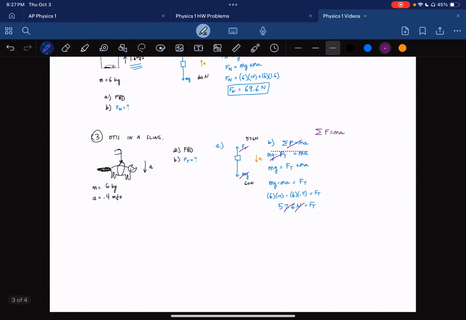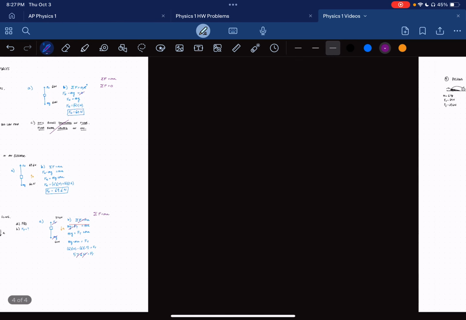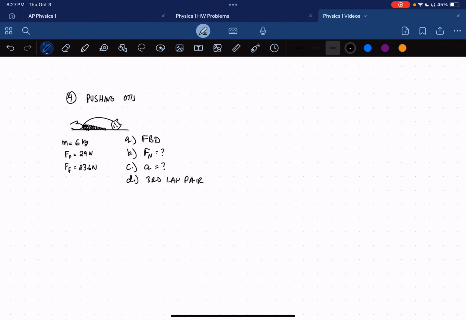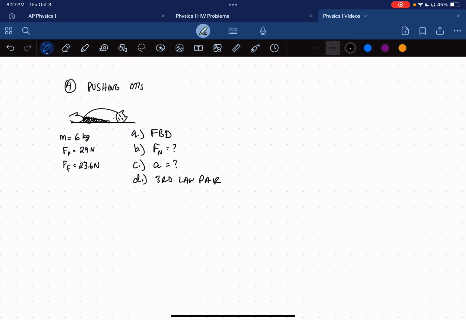Okay, let's keep going. Last question. Pushing Otis. So Otis is sleeping, and I couldn't draw a hand, so I drew a glove, but we're pushing Otis to the right. And let's see here. So Otis is 6 kilograms. Our pushing force is 29 newtons, and there is a friction force on Otis. So part A, let's draw a free body diagram.